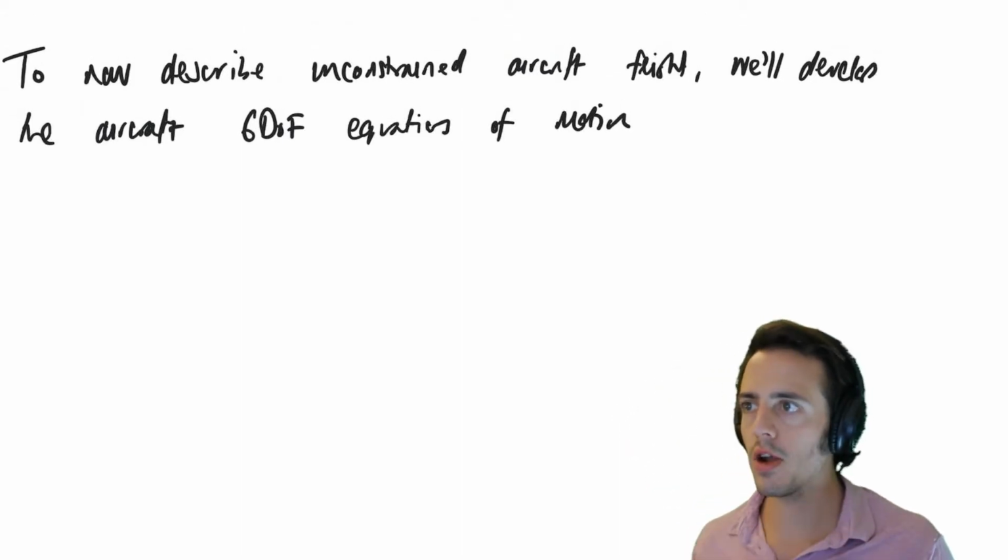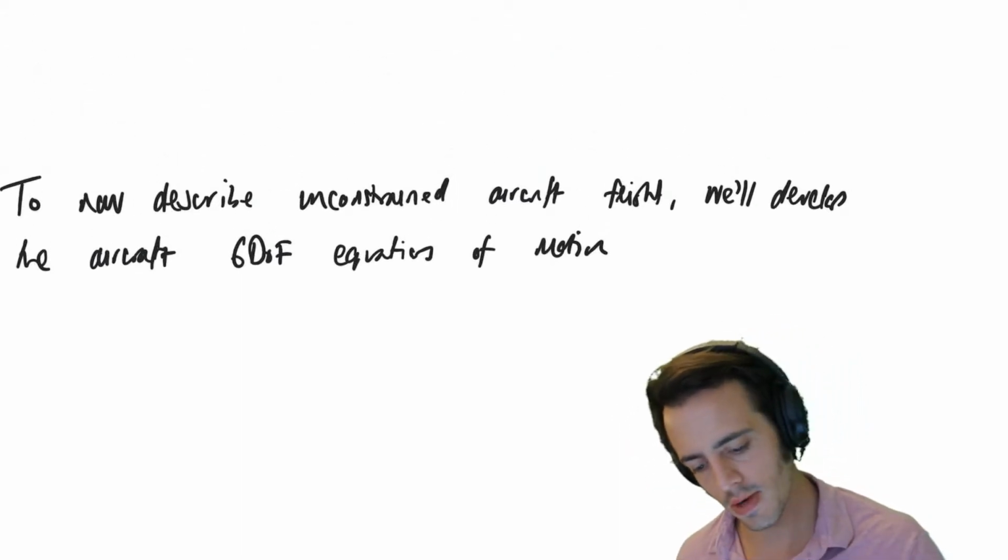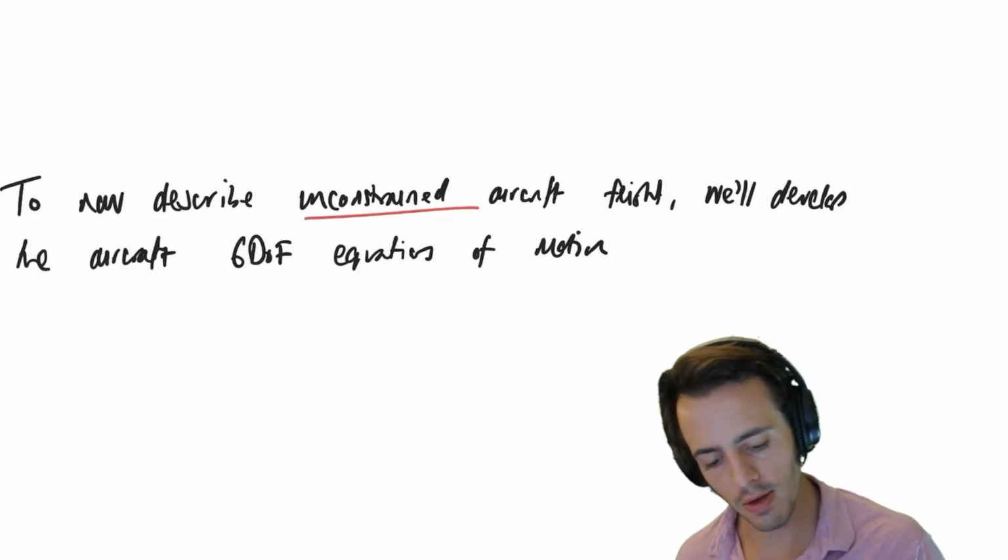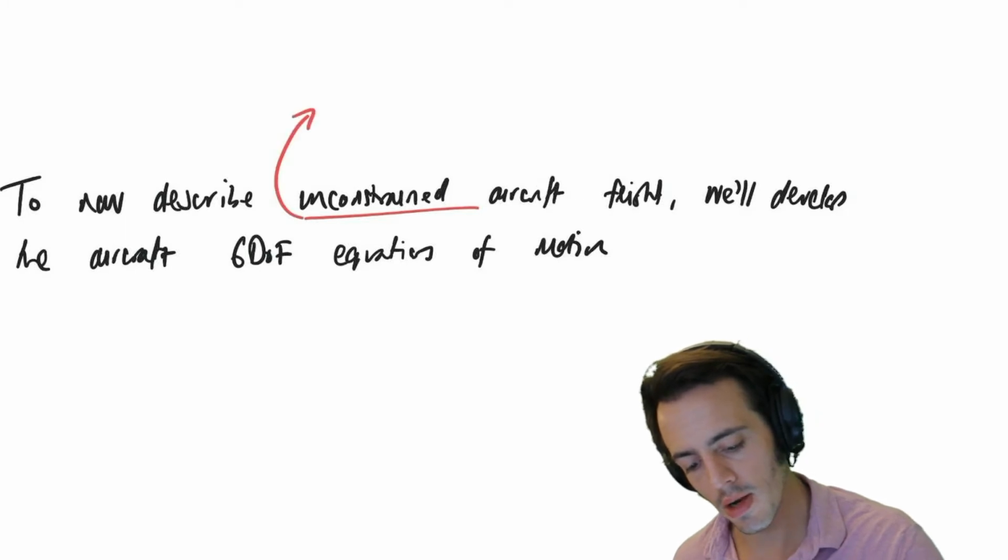I say this is unconstrained aircraft flight. So to now describe unconstrained aircraft flight, we'll develop the aircraft's 6 degrees of freedom equations of motion.